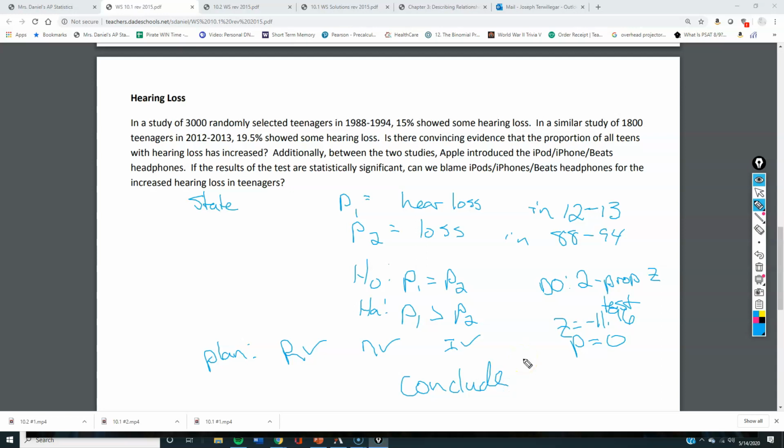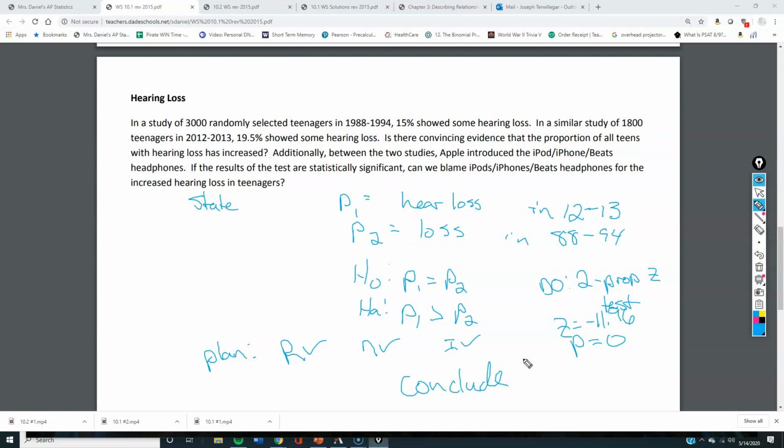All right, well, listen carefully. We're going to make a decision and conclude. So our p-value is pretty much 0, which is definitely less than 0.05, which was our significance for this one, because it didn't tell us any differently. So we're going to reject the null hypothesis. So how can we conclude? We have convincing evidence that the proportion of all teens with hearing loss has increased.